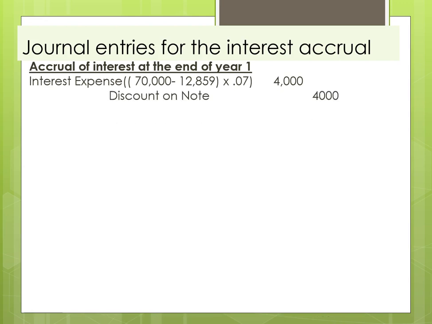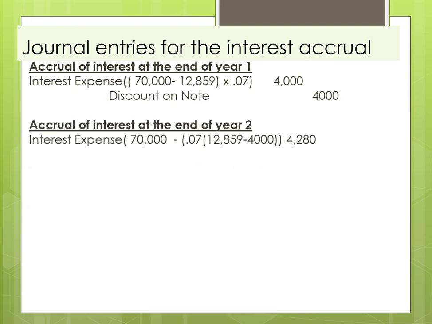Then we're going to take that against discount on note. For the second year, what you want to remember to do is you've already written off $4,000 at that discount, so you have to reduce it, which means now the net book value of the note is going to be higher, and you're going to take it times the 7%, so your interest expense is going to be higher.